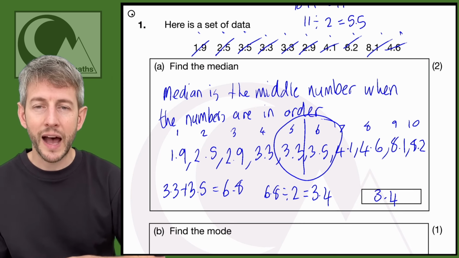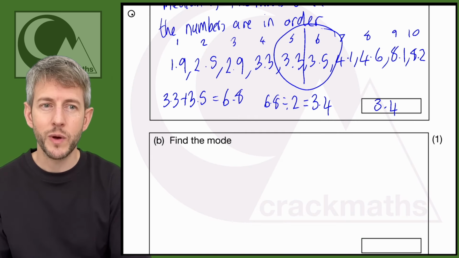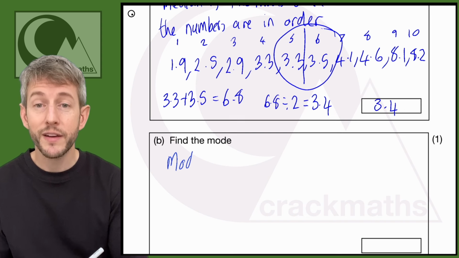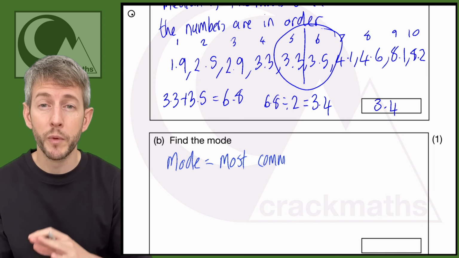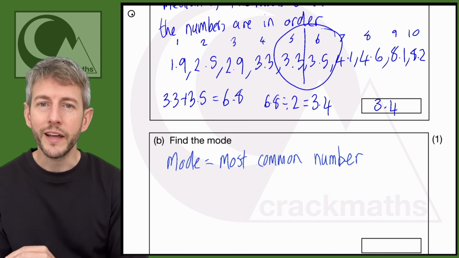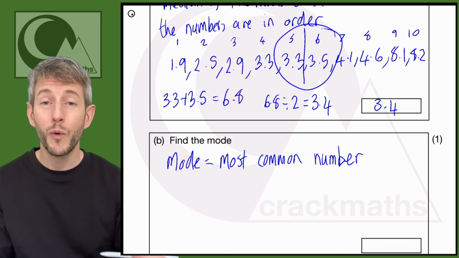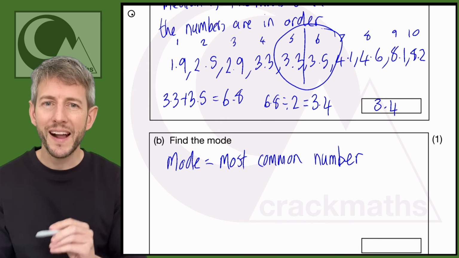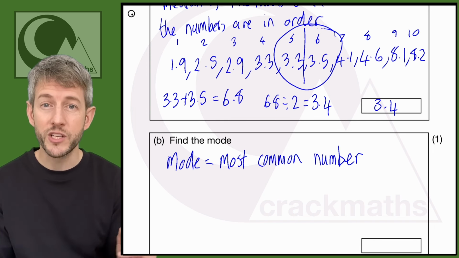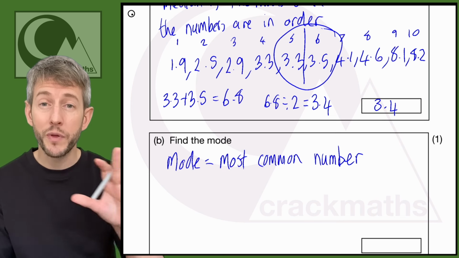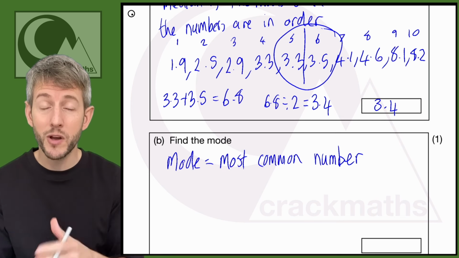Let's now have a look at part 2. Part 2 of this question says, find the mode. Now the mode is the most common number. Now, luckily, because in the last question we put these numbers in order, we can actually see quite easily which number is the most common because it will be the numbers in the list where there's the most consecutive of that sort.